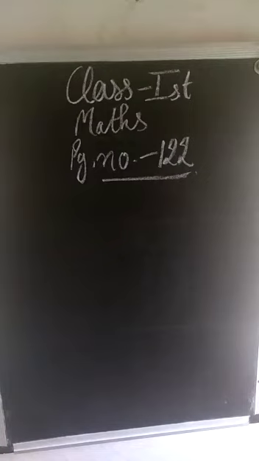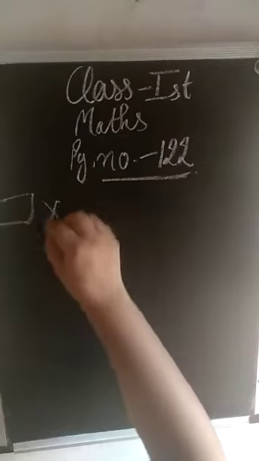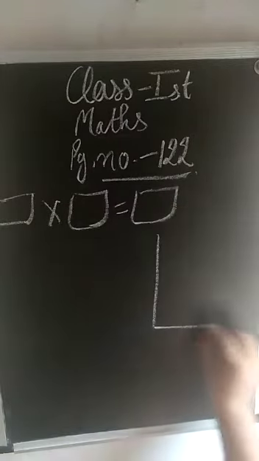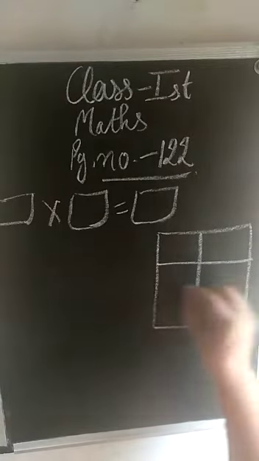In the second sum they had given us 5 boxes, each have 6 crayons. How many crayons are there together? And also they had given us vertical and horizontal form of multiplication. In this way you can see that it is given in your book.